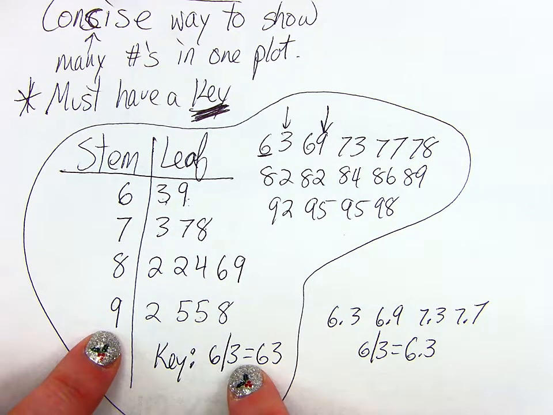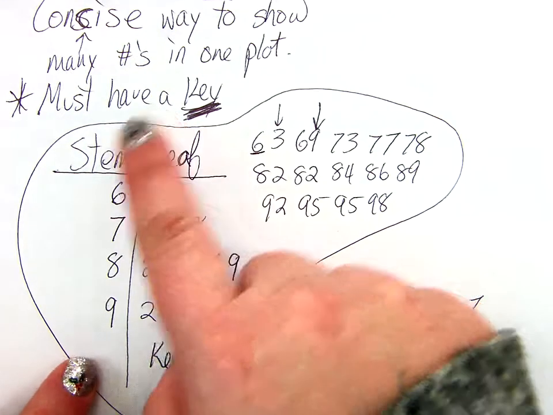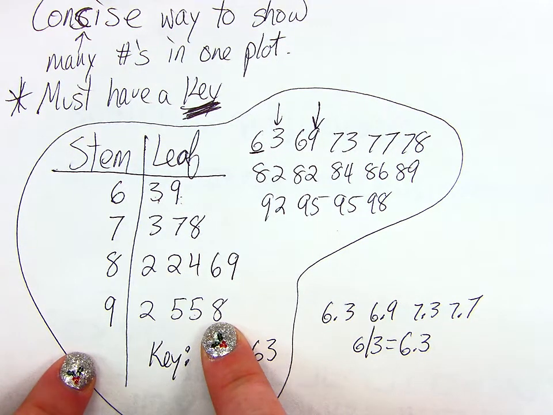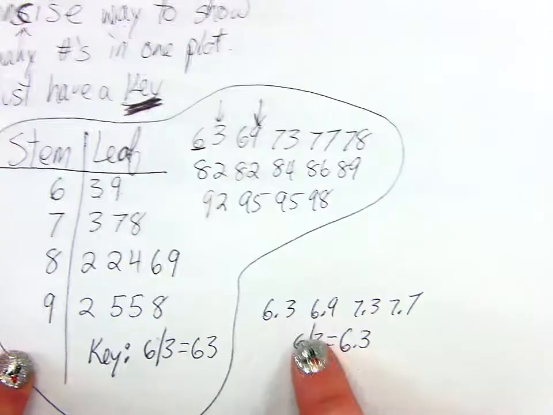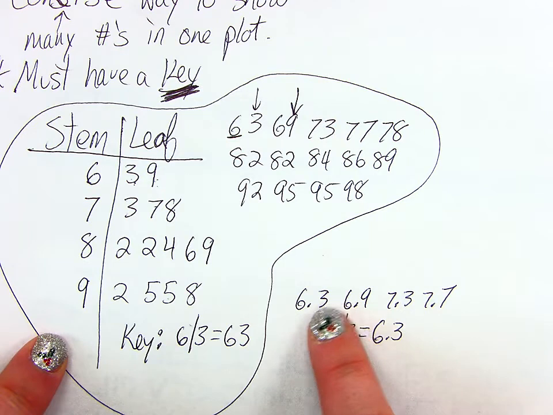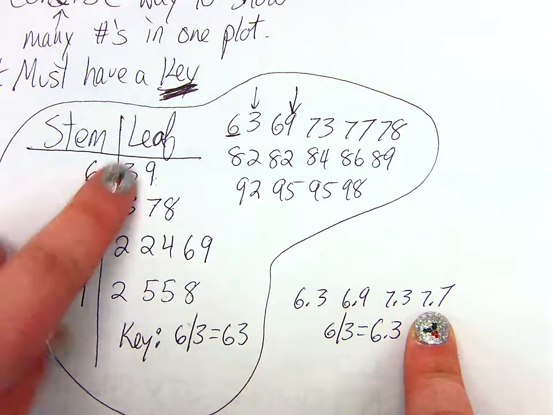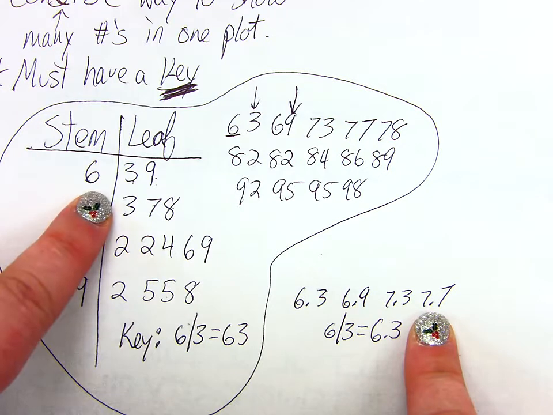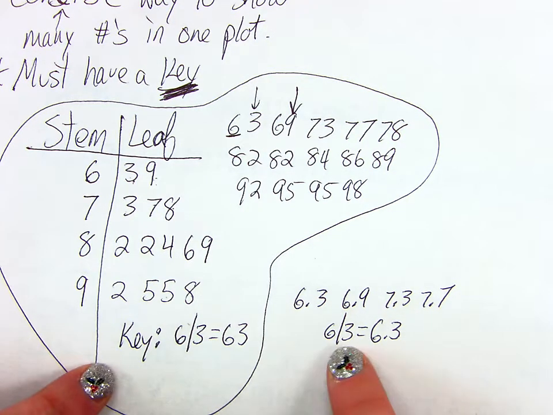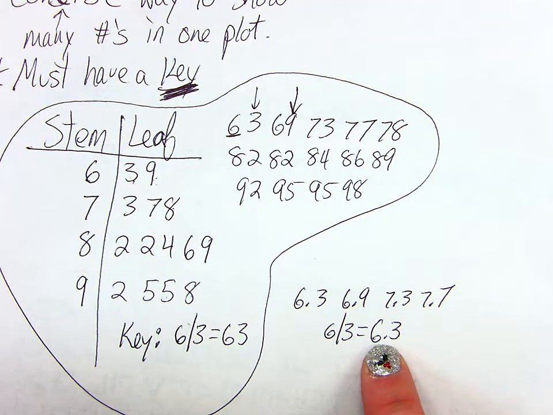The key is so important because I could see this same stem and leaf plot, but these numbers could have been decimals, right? What if it was 6.3, 6.9, 7.3, 7.7, and so on? You could create the stem and leaf plot the same way, but the key is different. So you would have the key with a decimal.